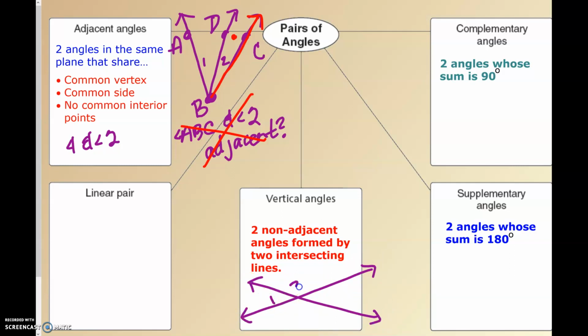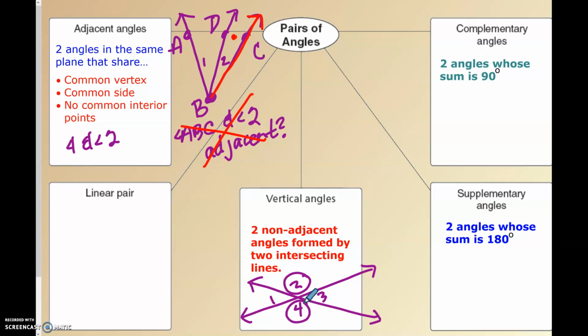Now we have angles 1, 2, 3, and 4. And they say two non-adjacent, so angles that are not adjacent. So for talking about 2, angle 3 is adjacent to it, angle 1 is adjacent to it. So non-adjacent would be angle 4. So 2 and 4 are considered to be vertical angles.